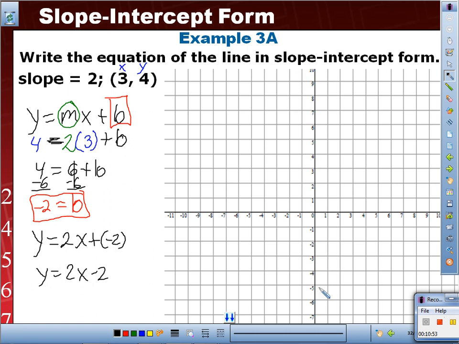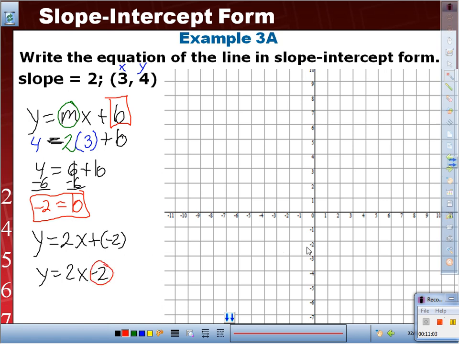All right, let's see. You're graphing. Here it goes again. What do we need from here? The y-intercept, which is what? Negative 2. What else do we need to plot points? Our slope, which is 2 over 1.